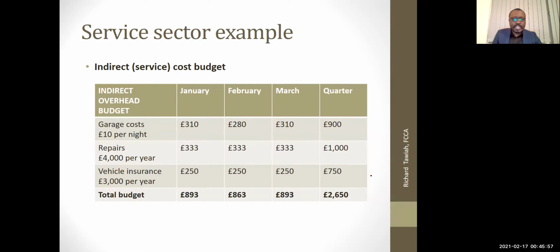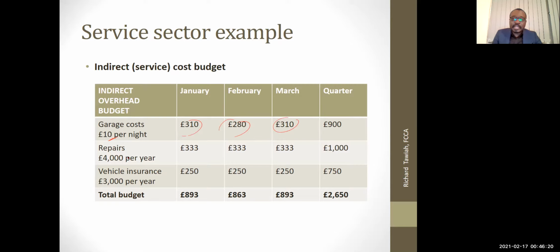Now we also have garage costs. The vehicle sleeps in the garage throughout the year. January has 31 days, February, let's say 28, and March 31 days. So the cost per night is 10, times the 31 days gives us 310, then times the 28 days, then times the 31 days. Quite easy.